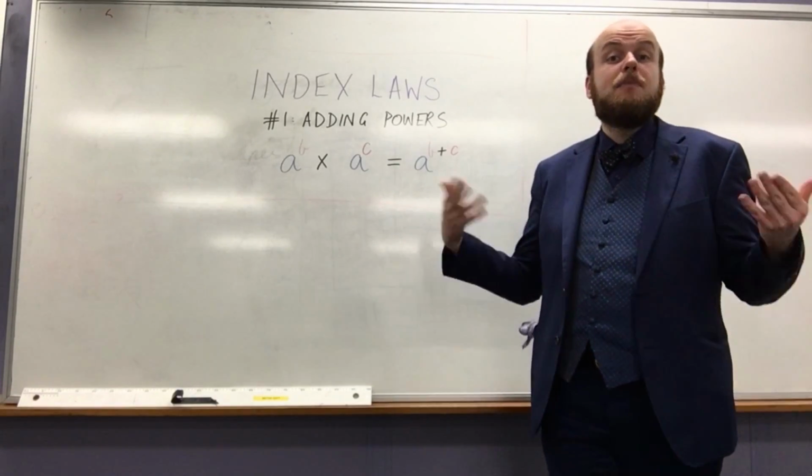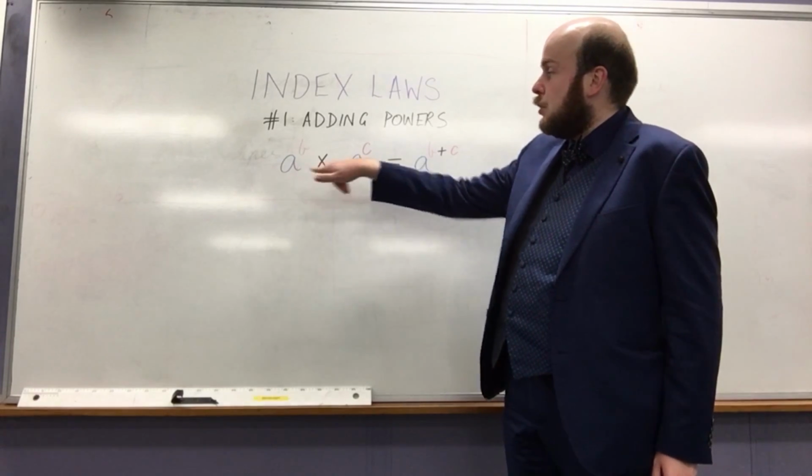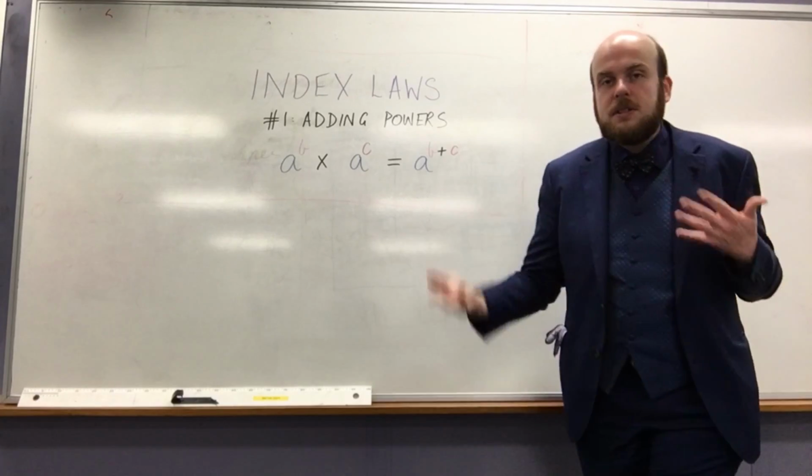It's called the adding of powers. If you have 2 numbers of the same base multiplied together, you just add the indices. Now what does this even mean?